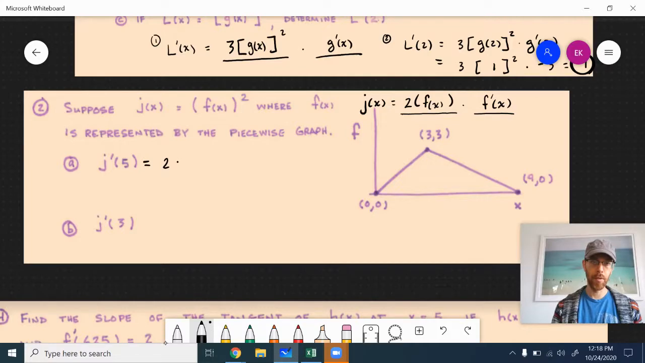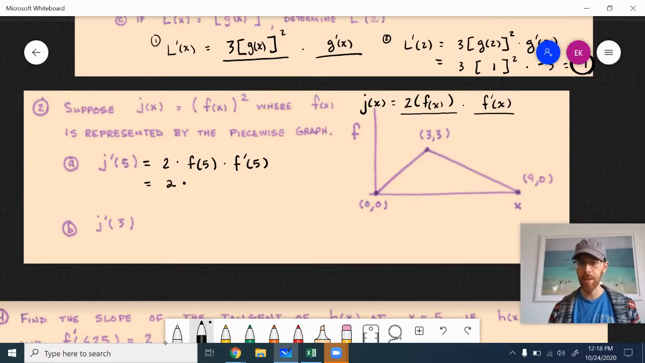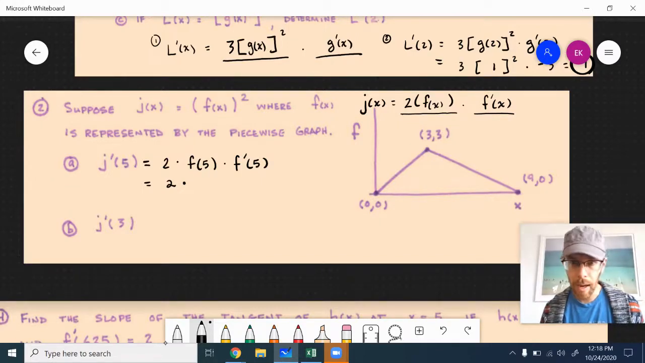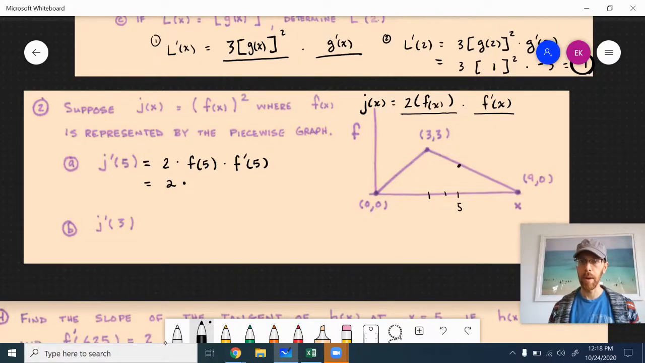So this would be 2 times f of 5 multiplied by the rate of change of f at 5, which would be equal to 2 times, f is this graph. We want 5. Let's see, this is 3, this is 9. So 5 would be, let's see, right here. This would be the y value.